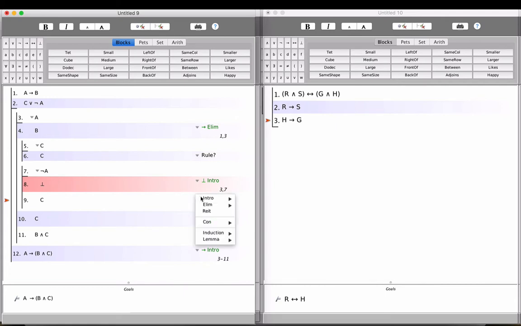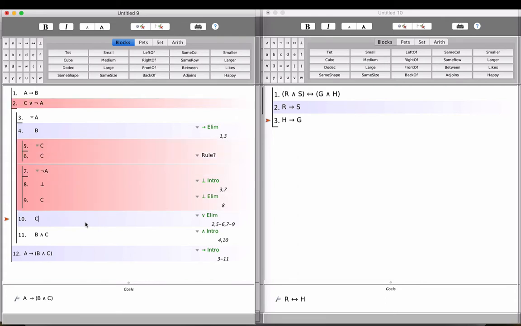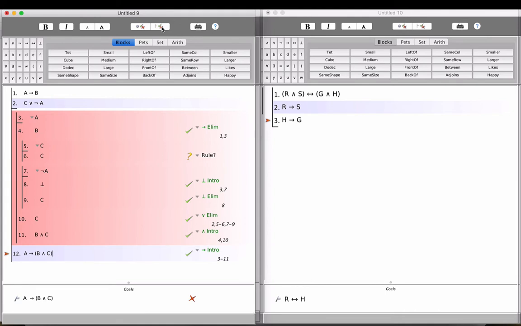So what is it that I want to follow? What do I need? I need C. So at line 9, I assert C as an elimination of the contradiction at line 8. And we can verify, and we get a question mark and an X. The X is here because there is a missing citation and justification, which is what this question mark represents.